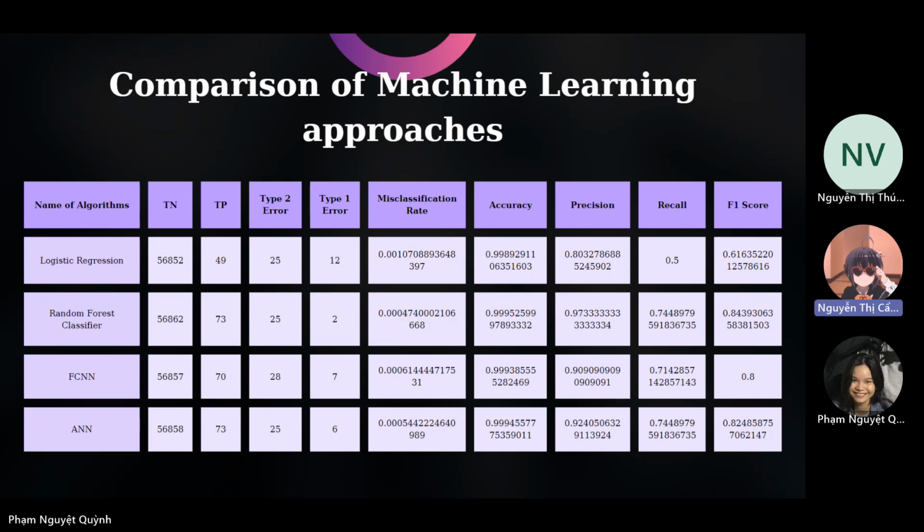This table shows us the comparison of the machine learning approaches. First, the first four columns are about the confusion matrix, and the misclassification rate is equal to one minus accuracy. And the next are precision, recall, and F1 score.